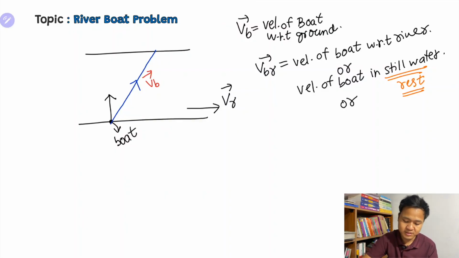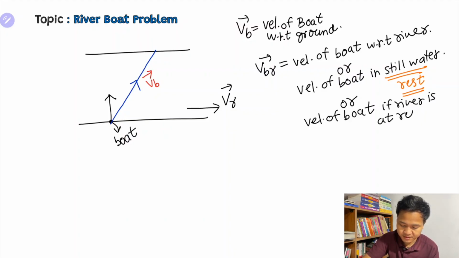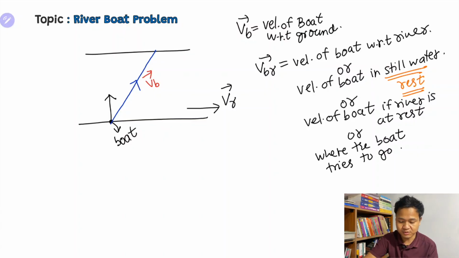So the velocity of the boat if the river is at rest: where the boat tries to go, that direction is the velocity of boat with respect to the river. In this example, this is VBR. That is the velocity of boat with respect to the river.